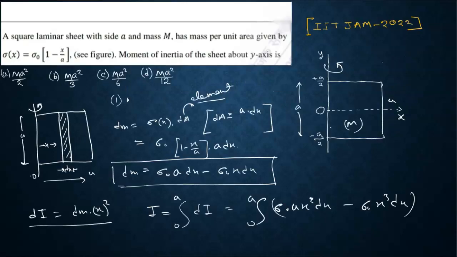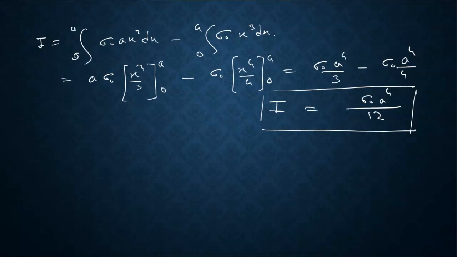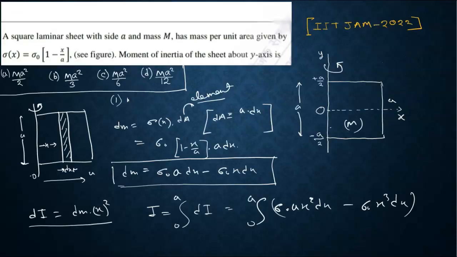If we check the options here, we can see that the moments of inertia are in terms of mass. So what we need to do now is convert this sigma into the mass term. Let's take dm equals sigma naught a dx minus sigma naught x dx. If we integrate the elementary mass from 0 to a, we get the total mass. So let's integrate this.